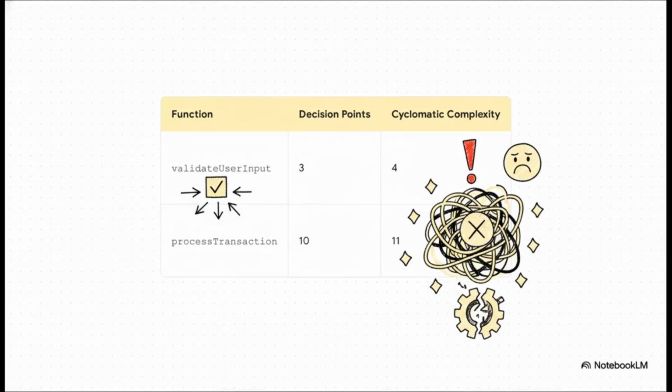A pretty simple function to validate user input might have 3 if statements. That gives it a complexity score of 4. Totally manageable. But our spaghetti code for processing a transaction has 10 decision points, giving it a complexity of 11. That is a huge difference, and it's a major red flag.